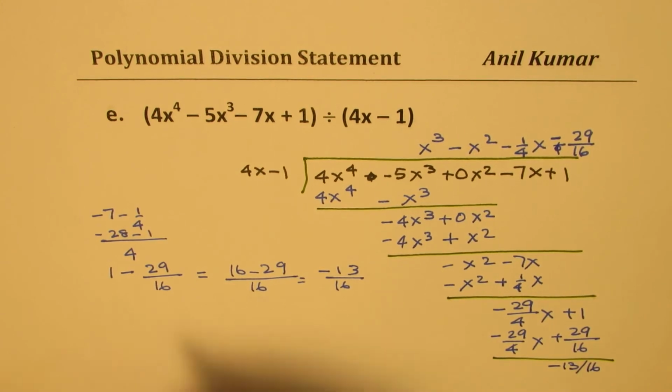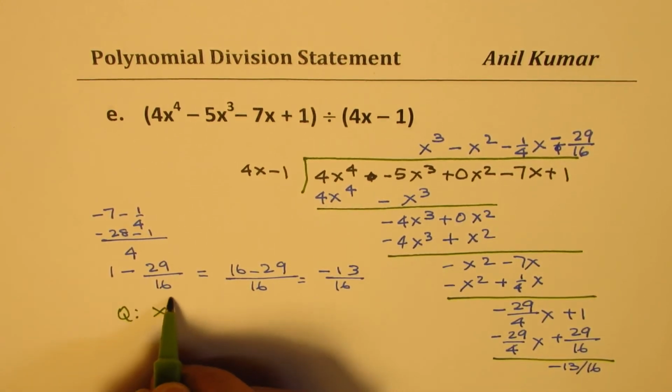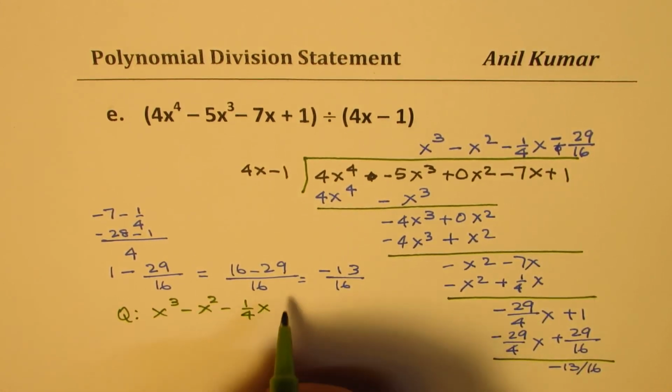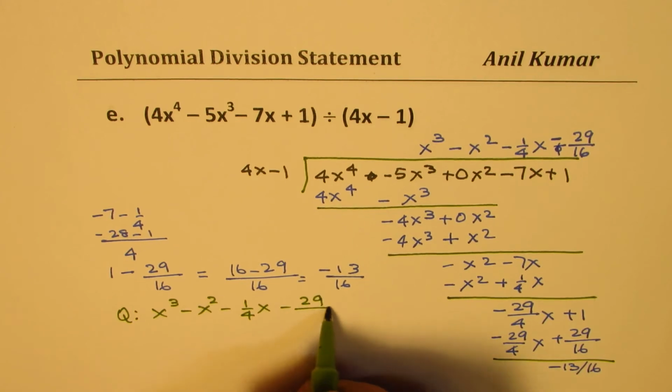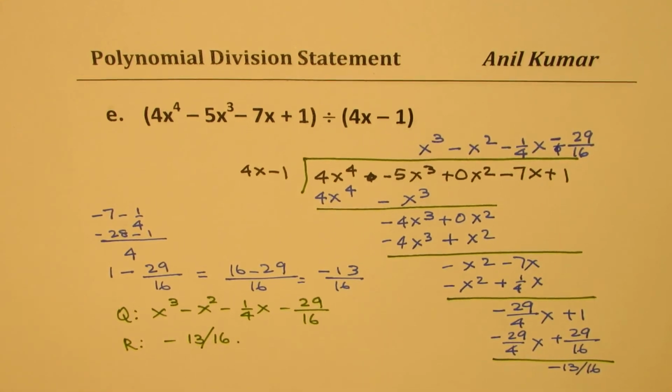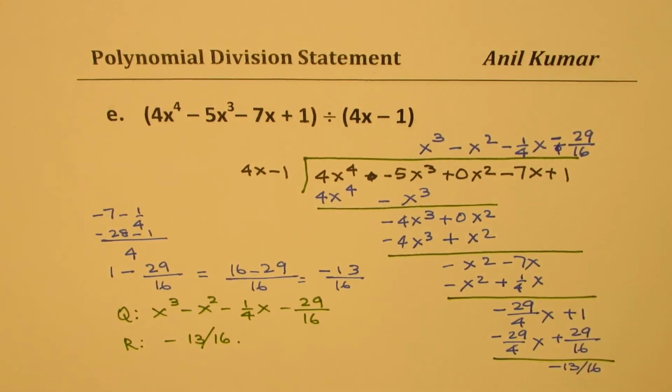So in this particular case, the quotient for us is x cubed minus x squared minus 1 over 4x minus 29 over 16. And the remainder is minus 13 over 16. Is that clear? So that is how we are going to get the quotient and the remainder for this particular question. Okay, so let's move on and take the next example.